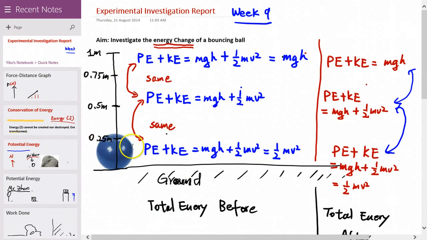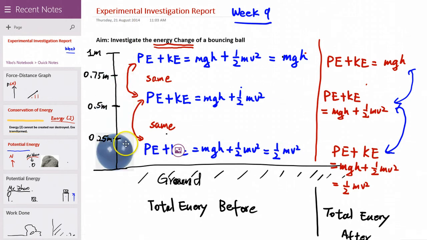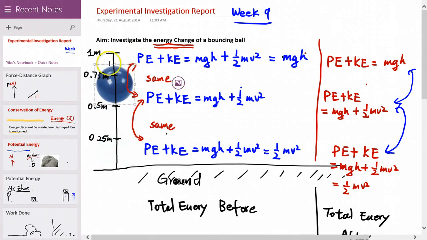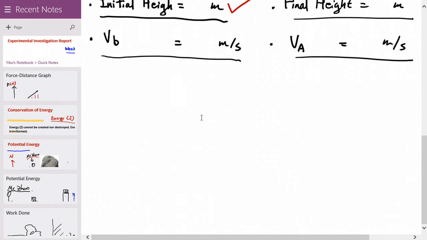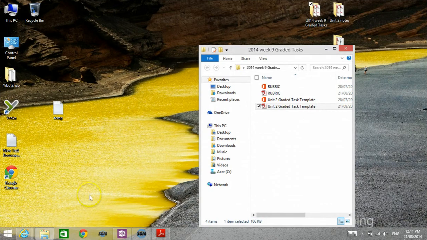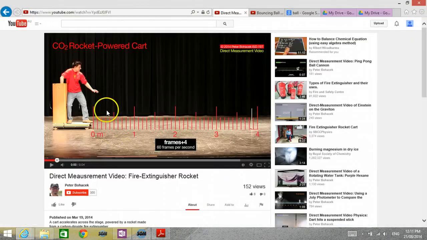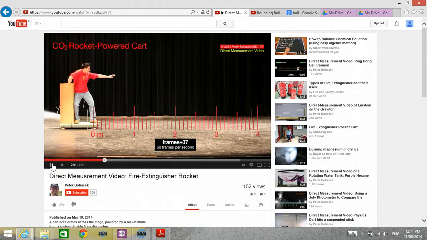Now, what I want to talk about is how to find the final height. If I have a ball here that drops from 1 meter, impacts the ground and goes up, how do I measure this final height? The best idea I came up with would be using a high-speed camera. Let me show you how a high-speed camera works. I found this video clip on YouTube. Just watch it now.